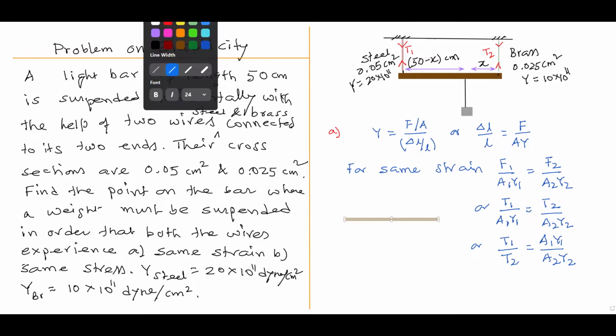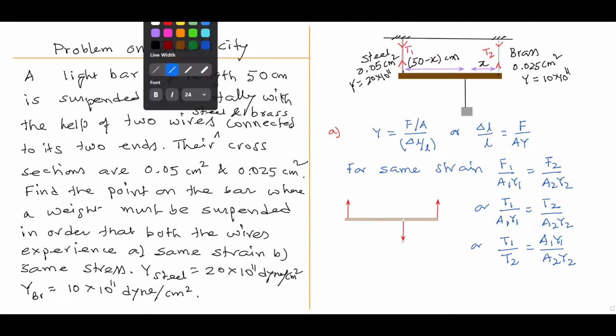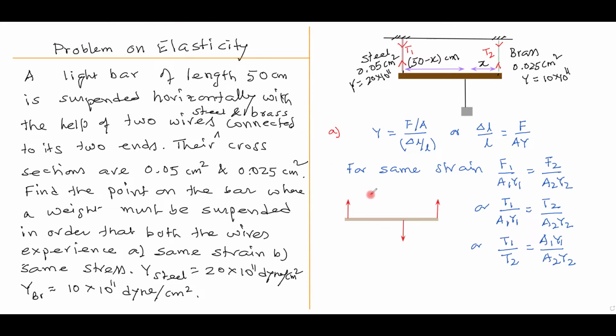In order to find the net torque, you have to indicate all the forces which are acting on this. You can see T1 is acting here, T2 is acting here, and mg is acting here. This is the weight of the load, and the problem has stated light bar. That means the bar does not have its own weight. Weight is negligible. So T1, T2, and this is 50 minus x, and this length is x.